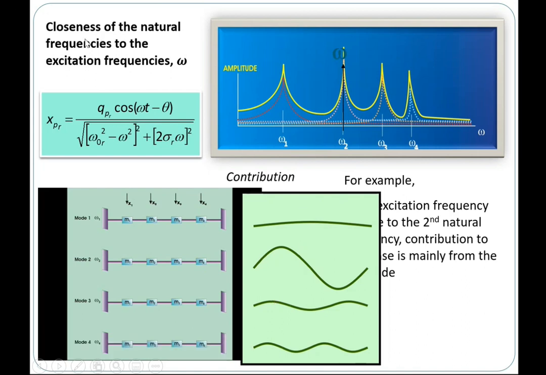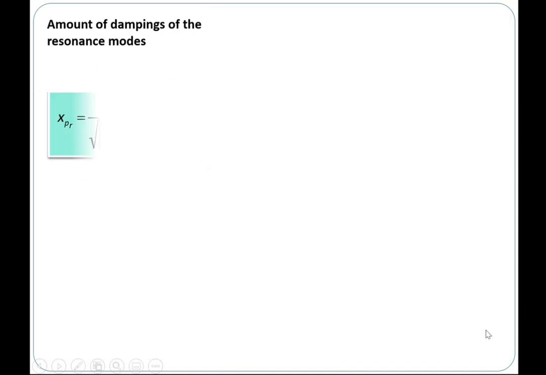So when resonance happens, you will see that the vibration of that system under resonance will be similar to the mode that it coincides with. That is because that mode's contribution is the most dominant in the entire dynamic response or vibration. Right, so that is one of the factors.